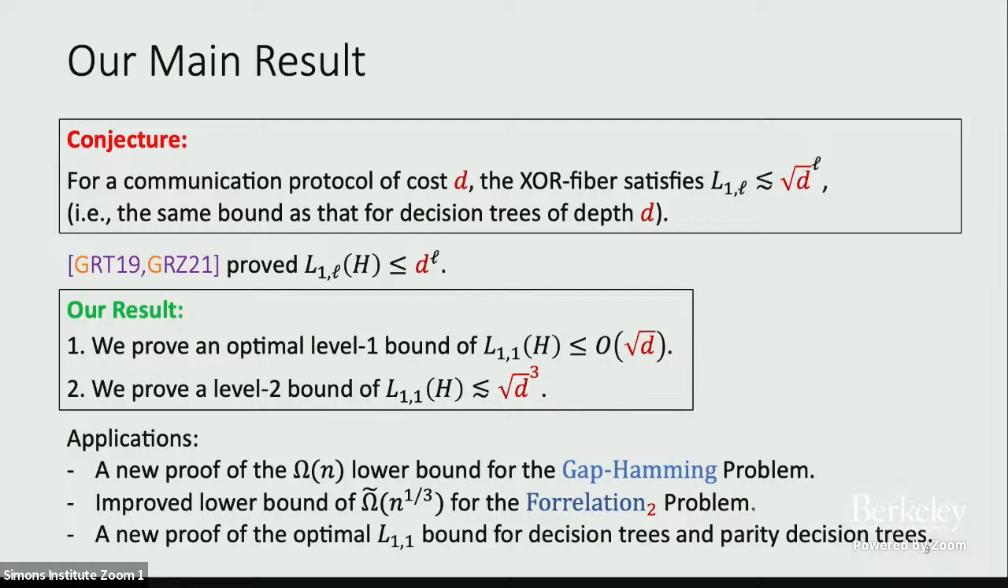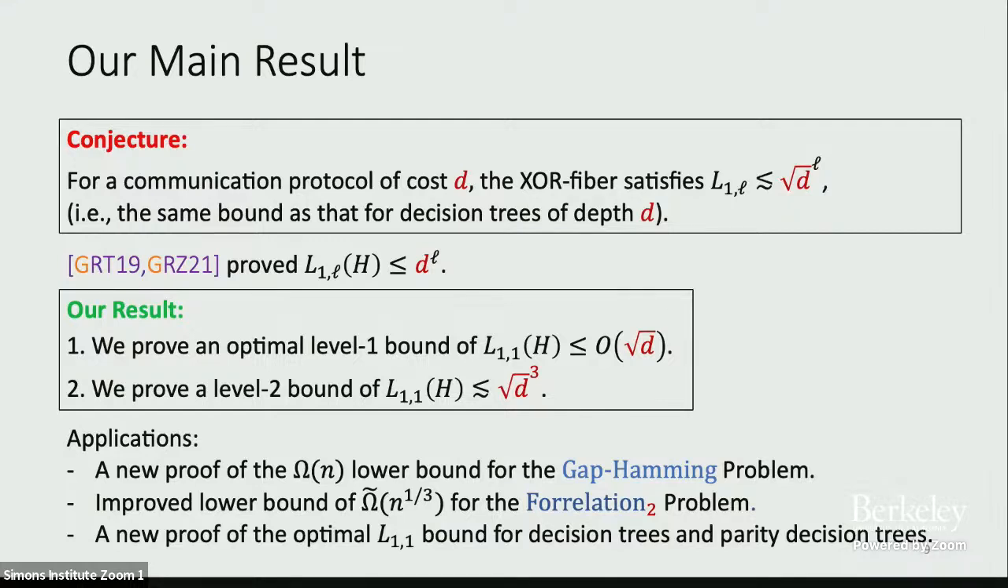As described before, this result has some applications. The level 1 bound gives you a new proof of the omega n lower bound for the gap Hamming problem. The level 2 bound improves the lower bound on the communication version of the twofold correlation problem from n to the 1/4 to n to the 1/3. The correct answer we suspect is square root n, and for that you would have to prove optimal level 2 Fourier growth bounds. Finally, it also gives you a new proof for the level 1 bound for decision trees and parity decision trees.